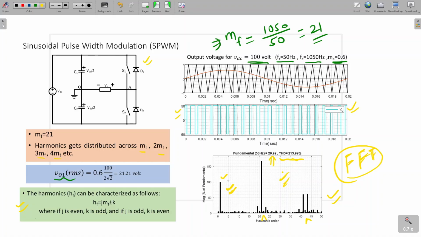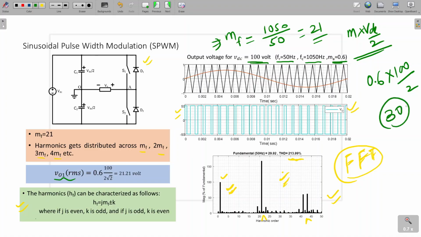Like this is fundamental 100%. So the fundamental peak value it is giving. Peak value of the fundamental. If we apply this formula, this is the RMS value, but what will be the peak value? Can you calculate the peak value of this one? That will be M into VDC by 2. This will be the peak value. So 0.6 into 100 by 2, how much? 30 we are getting. Yes, sir, 30.